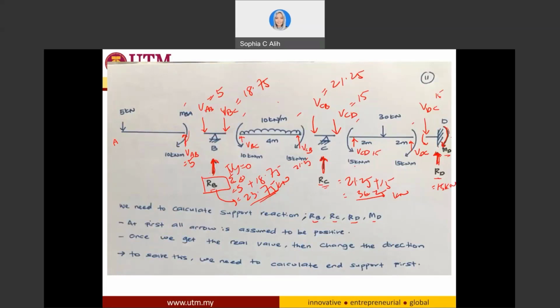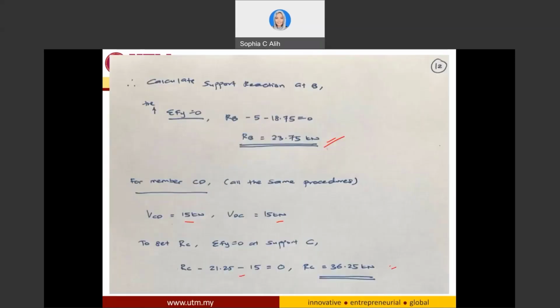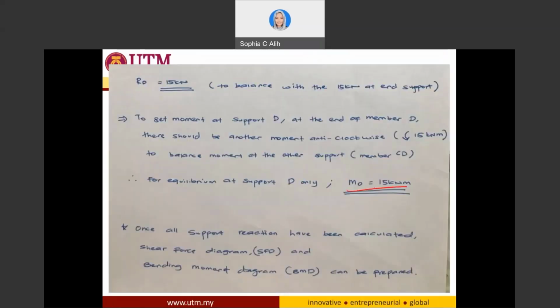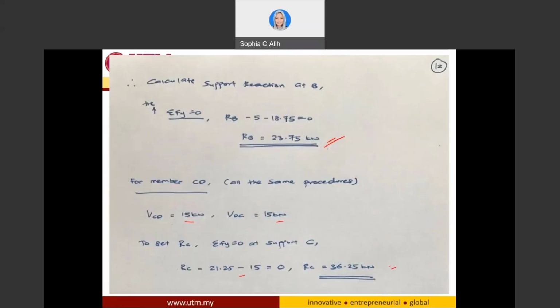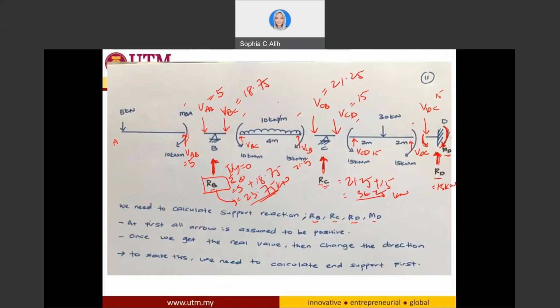And this one, in order to balance it, is just you use the moment of VCD. If this one is clockwise direction, so it has to be balanced with the counterclockwise with 15 kilonewton meter. In order to balance this one, you will have another clockwise direction for the MD. So this is what MD, you will have positive 15 kilonewton meter. Okay. So MD positive 15 kilonewton meter. So now you have determined all of your support reactions, MD also you will have 15 kilonewton meter.